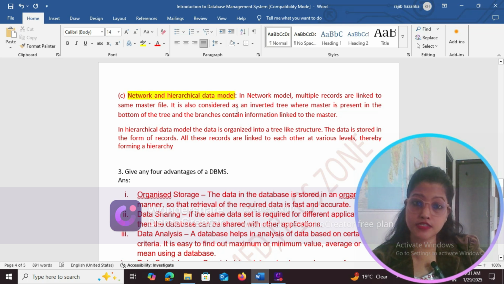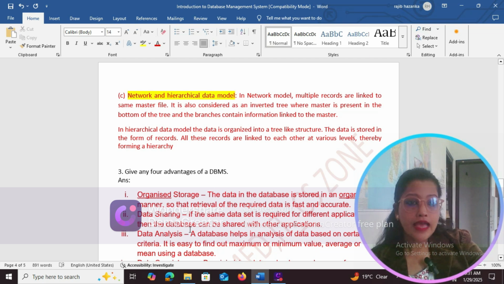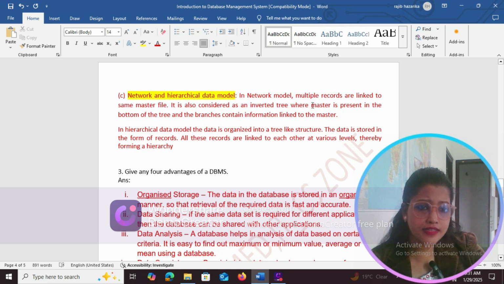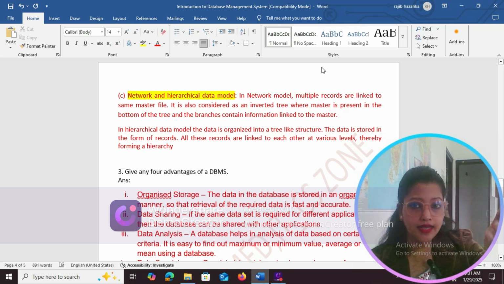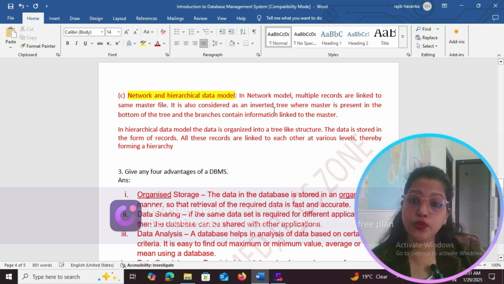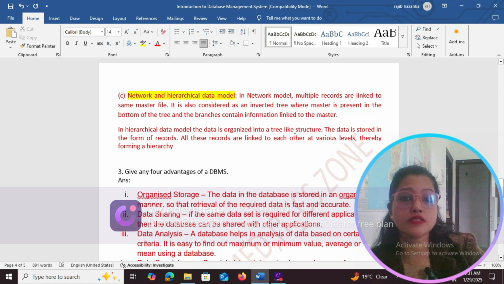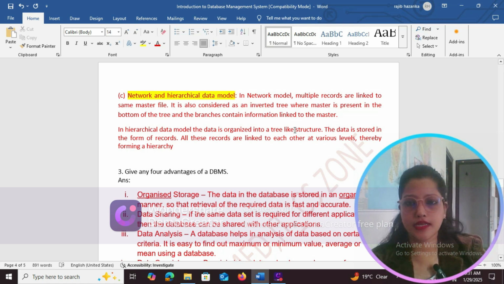It is also considered as an inverted tree. Inverted tree where master is present in the bottom of the tree and the branches contain information linked to the bottom. So in a tree, what happens? The root is in the bottom area, and the leaves are in the upward area. Okay, but it is called inverted tree. In inverted tree, what happens? The master file is in the bottom area, and the branches, meaning the records, are in the topmost area.